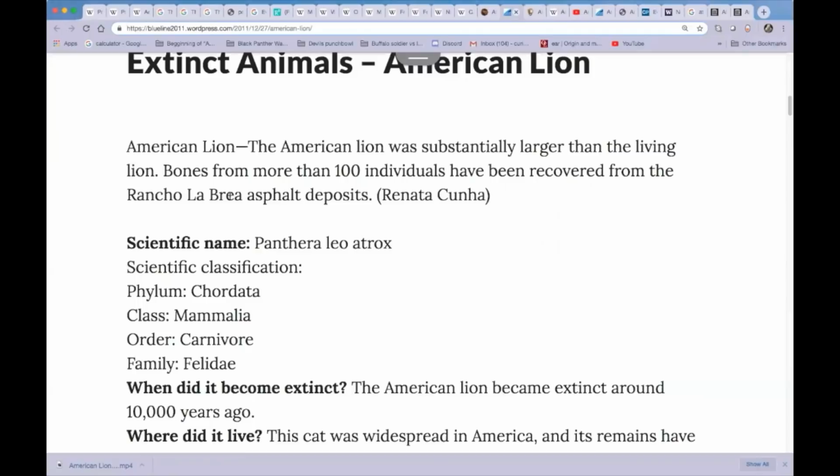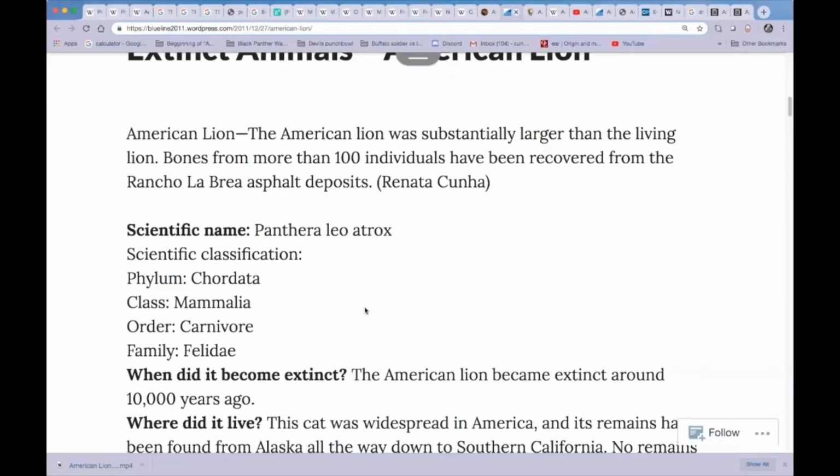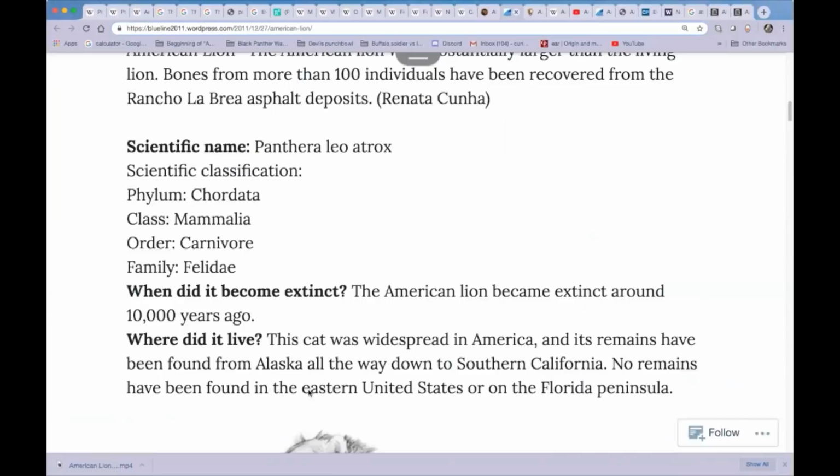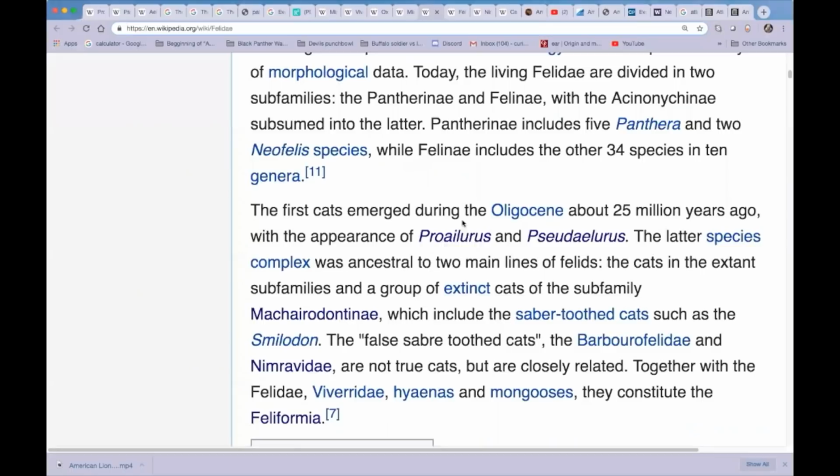Bones from more than 100 individuals have been recovered from the Rancho La Brea asphalt deposit. All right, so they're from the Felidae family. I know you're going to say, but Kurimeo, they migrated into America, they came from Asia, right? All right, so let's see what's going on here. Now remember, in the beginning, mammals originated here in America, right?